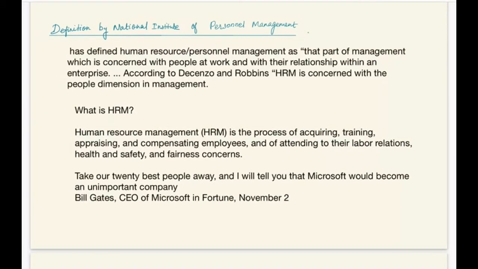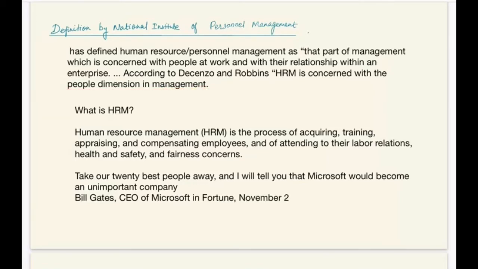Okay. There are a few more definitions about human resource management. One is the definition by the National Institute of Personnel Management, India. It has defined human resource or personnel management as a part of management which is concerned with people at work and their relationship within an enterprise. According to DeCenzo and Robbins, HRM is concerned with the people dimension of management. Yes, management has various dimensions like money, market, etc. Our focus is only on the people dimension.